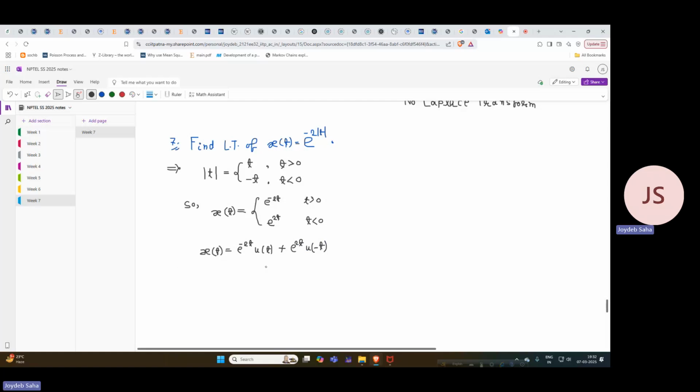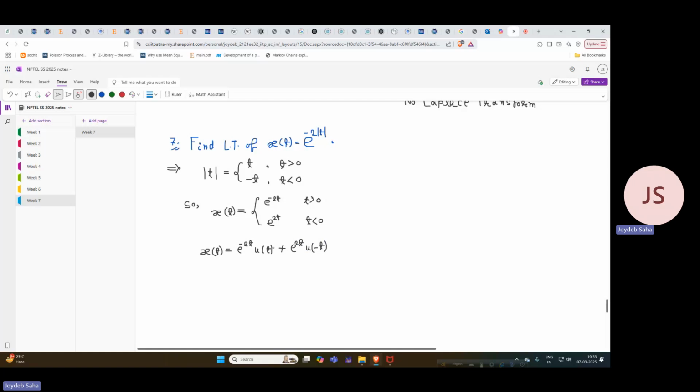So this is how we can write it. u(t) indicates 1 for t greater than 0 and 0 for t less than 0. Basically, from minus infinity to 0 it is 0, and from 0 to plus infinity it is 1. So for t greater than 0, x(t)'s value is e to the power minus 2t. We can write it as e to the power minus 2t u(t).